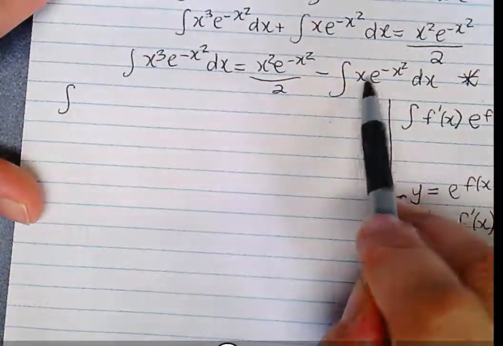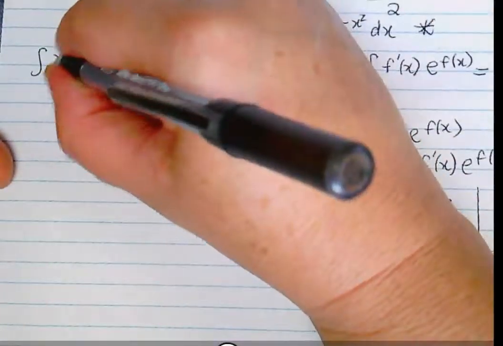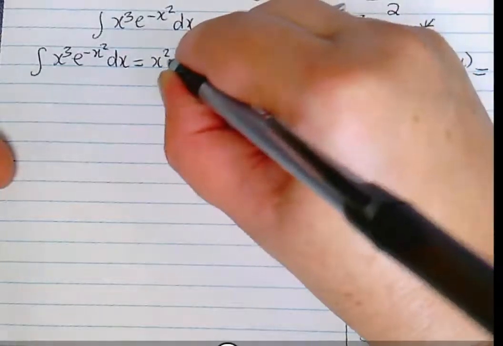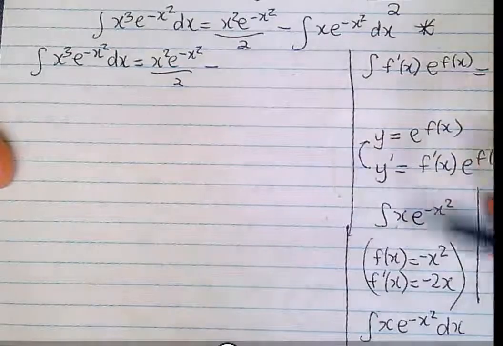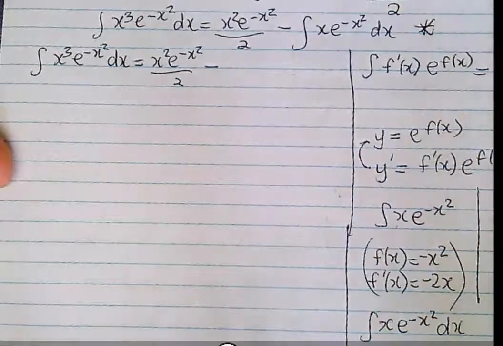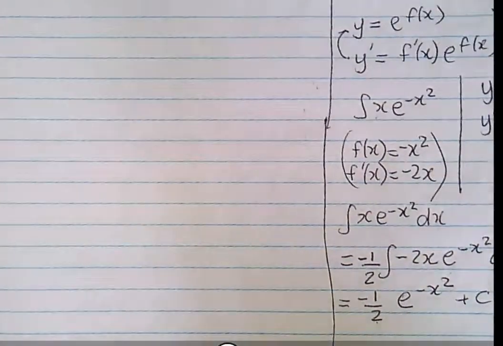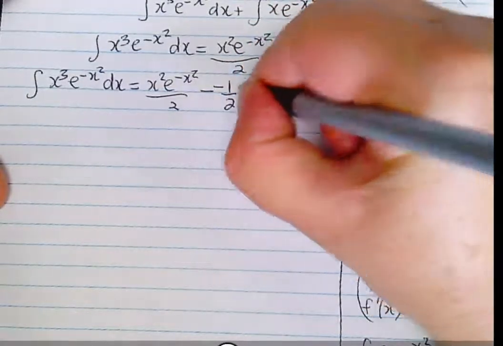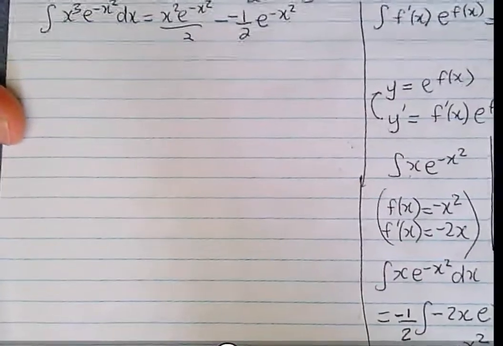So therefore, I've just worked out this bit now. Okay, so therefore the integral of x cubed e to the negative x squared dx equals x squared e to the negative x squared over 2 minus the integral of x squared e to the negative x squared. Now I've just done that, and it's negative a half e to the negative x squared, so I'll put that in. So it's minus negative a half e to the negative x squared. And I may as well put in a plus c here now.